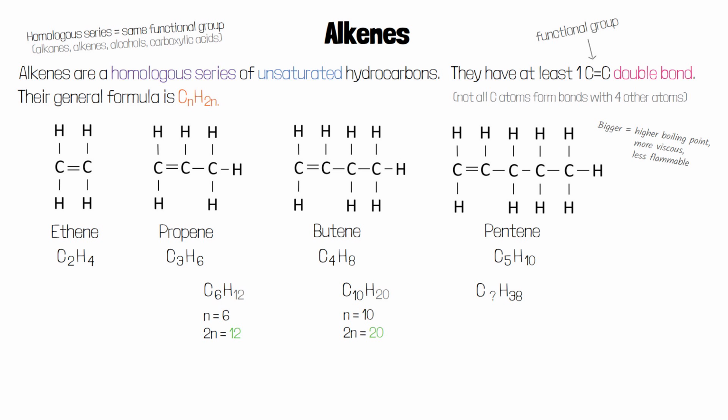For an alkene with 38 hydrogen atoms, 2N must be 38. That means N is half of that, which is 19, so it has 19 carbon atoms. Its formula will be C19H38.